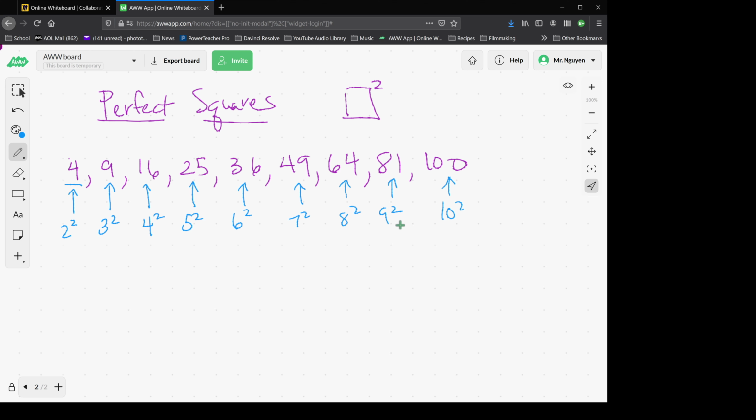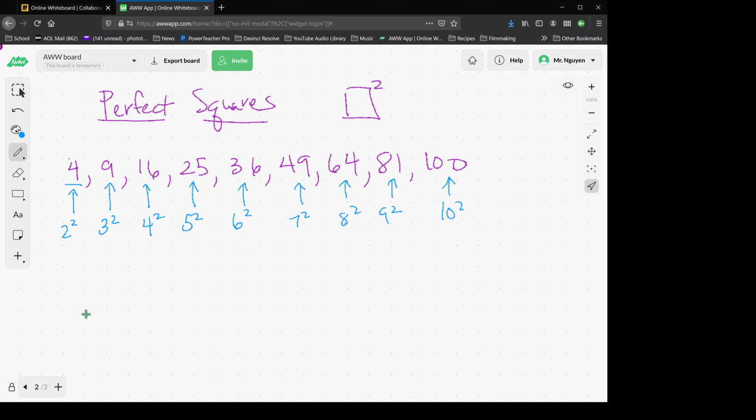Now, again, squared means a number by itself. You're multiplying a number by itself. So 8 times 8, because it's 8 squared, is 64. 9 times 9 is 81. So all of these are perfect squares. Hopefully that makes sense to you. That's all I want to go over today with perfect squares.